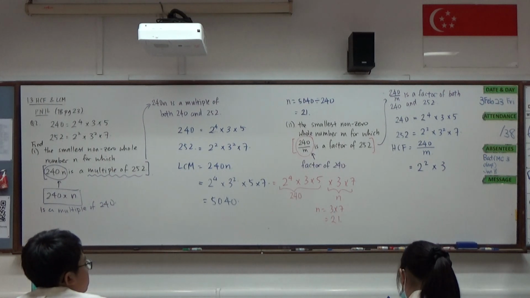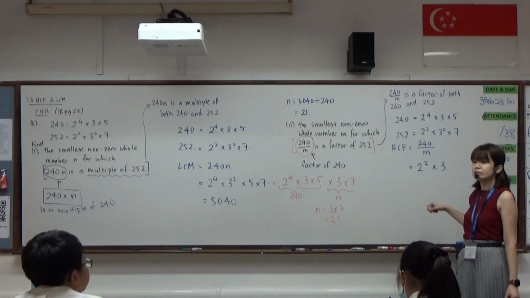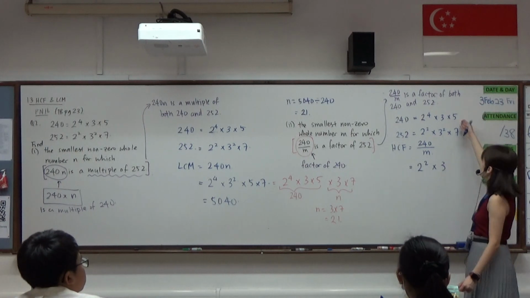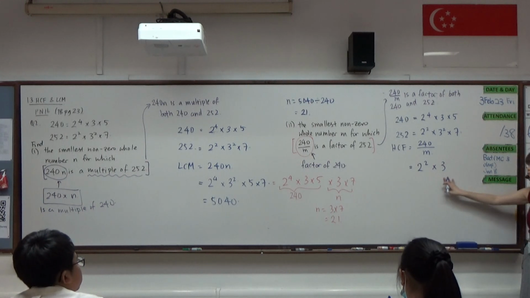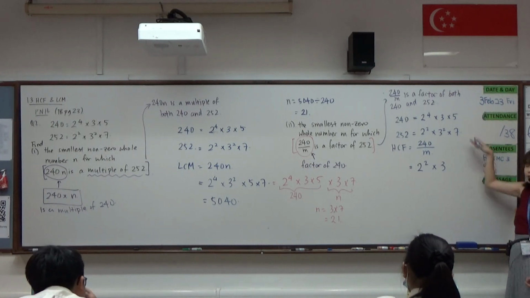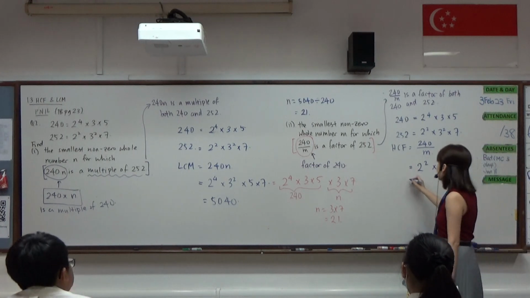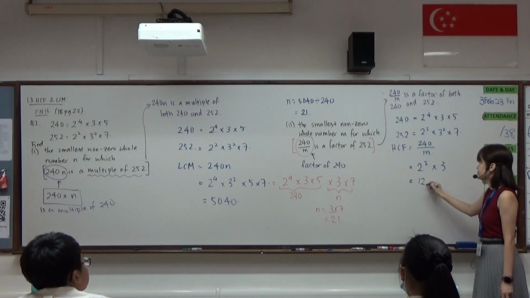Let me just do a check. Elena, any more things to include into my highest common factor? Do I need my 5 and 7 inside it? No need. Great. So the highest common factor is only here. 5 and 7 we don't take because they are not in common at all. So therefore, highest common factor is 4 times 3, that is 12.